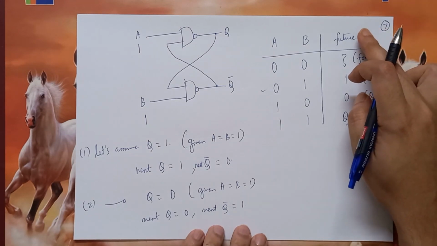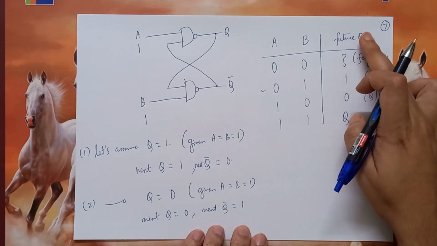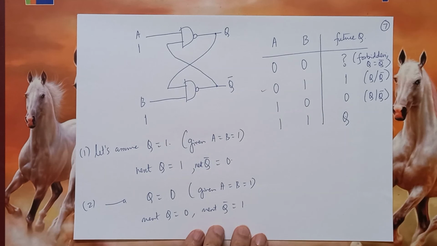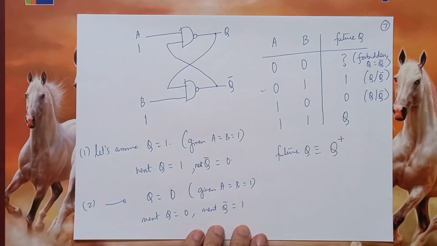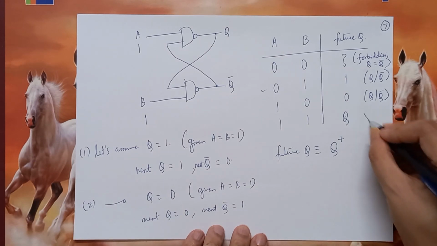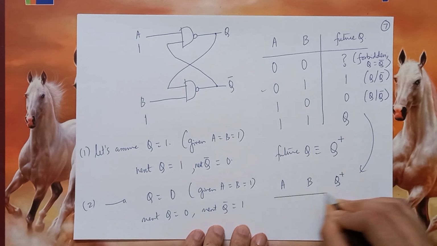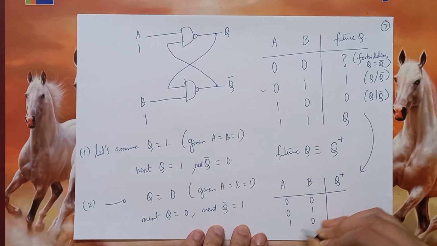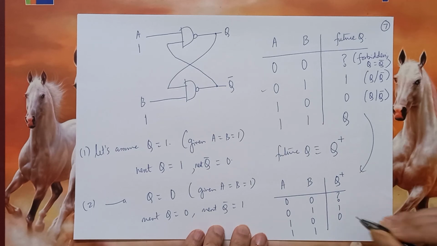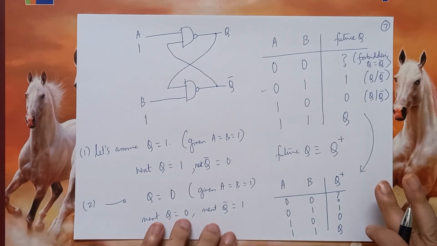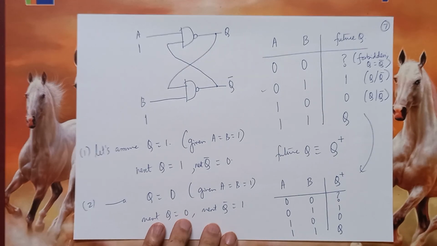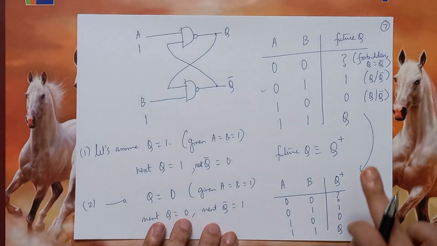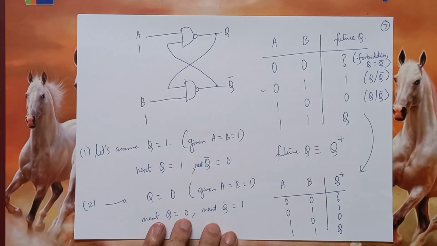Alright. So therefore, what do I mean by future Q? This is nothing but the value of Q at a later point of time. And this future Q is indicated using Q with a superscript of plus. So therefore, this truth table would now become something like this. Forbidden, 1, 0 and Q. So please note, Q plus is not anything different. There is nothing called Q plus in this circuit. Q plus is same as Q, except that it's a value at a later point in time.